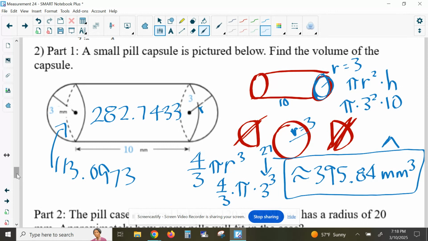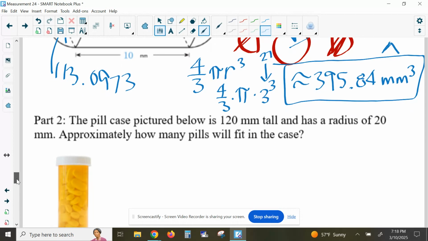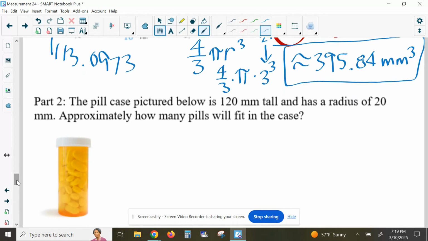So let's look at what part 2 asks for. It says part 2, the pill case pictured below is 120 millimeters tall and has a radius of 20 millimeters. Approximate how many pills will fit in this case. All right, so I'm going to label my sides. I've got 120 tall, and the radius is 20 millimeters. I'm going to find the volume of this and then see how many of these go into it. Always think to yourself, how many go into it, because that tells you you're going to have to use some division, right?